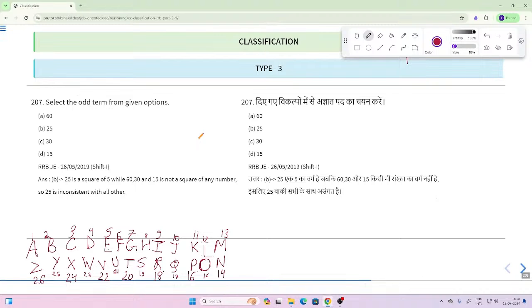Select the odd term from the given options: 60, 25, 30, 15. Of them, it is 5 squared, 25, whereas 60 and 30 are not squares. So option B, 25, is the inconsistent one. Also, it's the only one not divisible by 15.